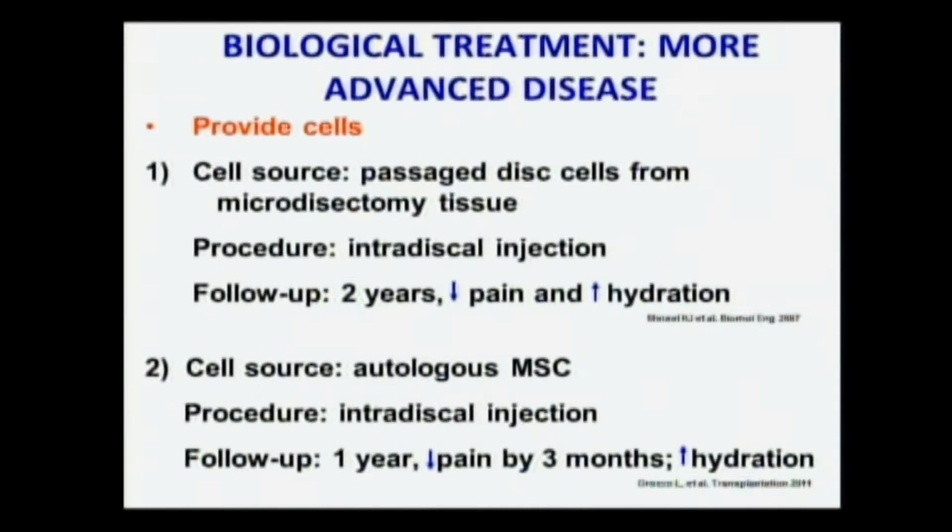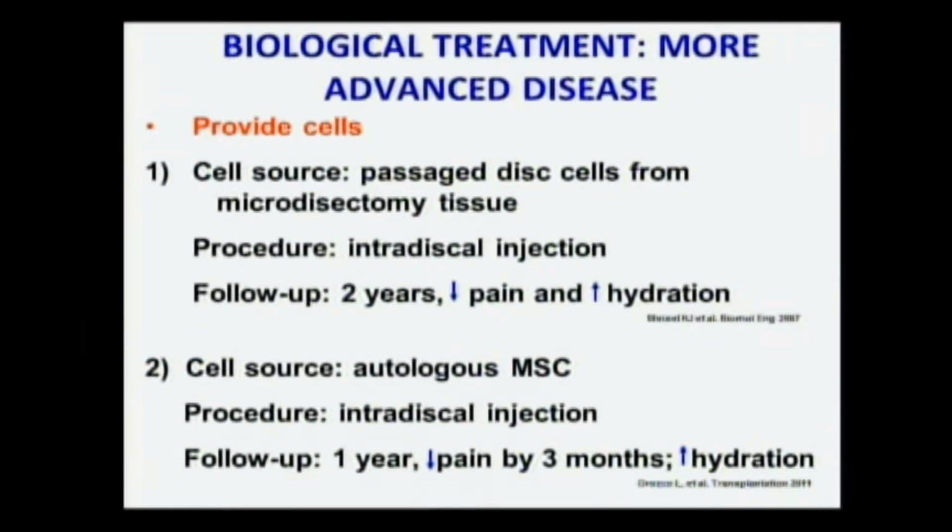The second study is a much more recent study, and this is a pilot study. This is a group from Spain. Instead of taking the individual's disc cells, they took autologous mesenchymal stromal cells. So they didn't have to actually damage the disc tissue in any way. They just took a bone marrow aspirate, purified out the mesenchymal stromal cells, and injected it back into the disc.